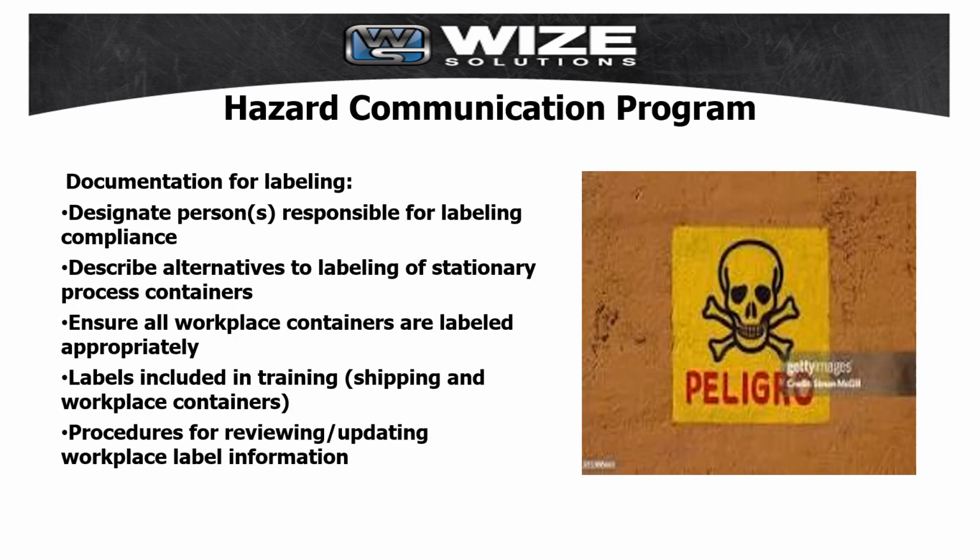Written hazard communication programs should document designated persons responsible for ensuring compliant labeling of shipped and in-plant containers, description of written alternatives to labeling of stationary process containers if used, appropriate labels on all workplace containers, including those received from a supplier, secondary containers, and stationary process containers, description and an explanation of labels on both shipped and workplace containers, including in the employee's training program, and a procedure to review and update workplace label information when necessary.